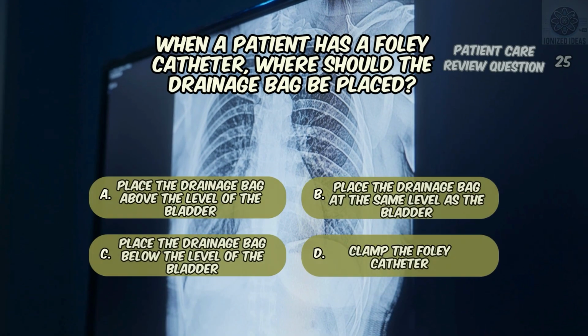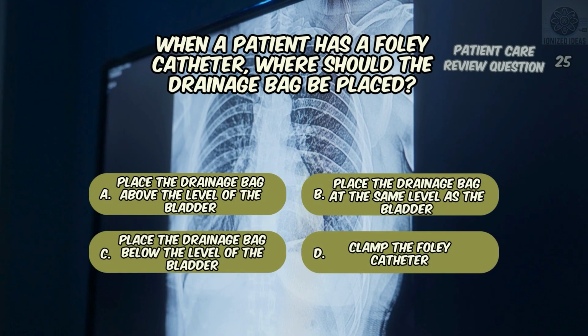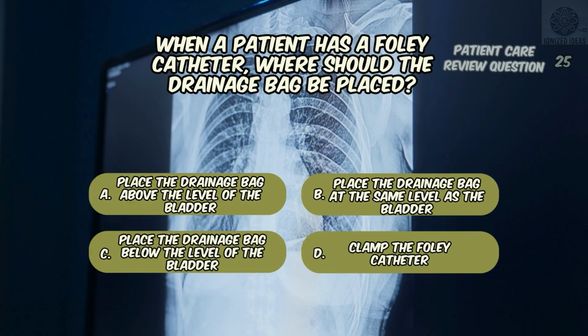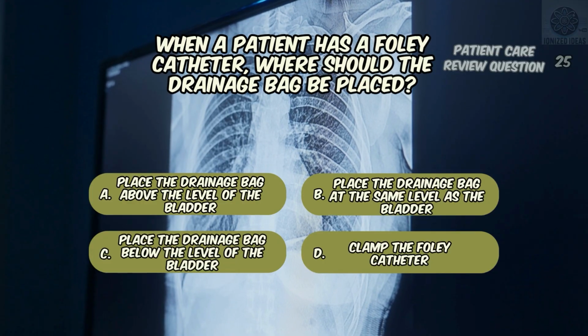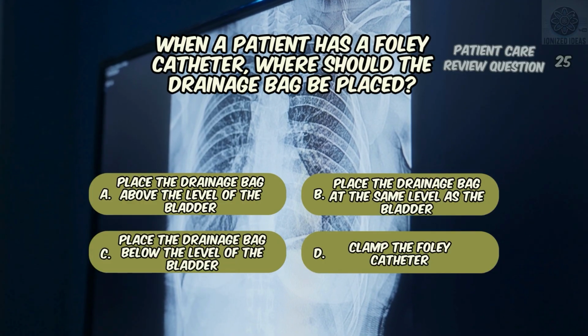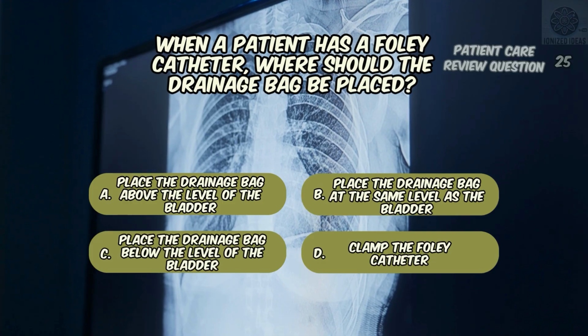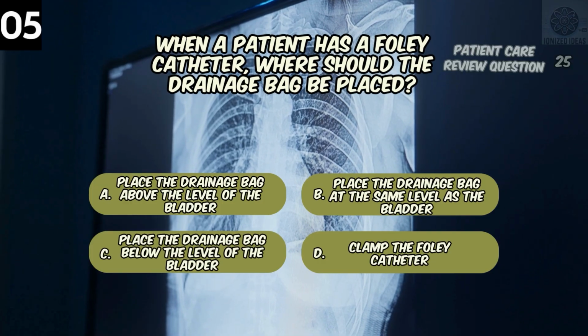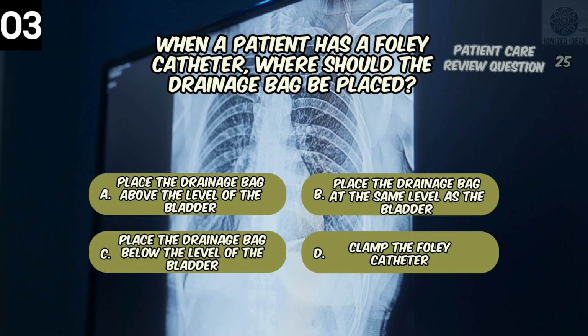When a patient has a Foley catheter, where should the drainage bag be placed? A. Place the drainage bag above the level of the bladder, B. Place the drainage bag at the same level as the bladder, C. Place the drainage bag below the level of the bladder, D. Clamp the Foley catheter.